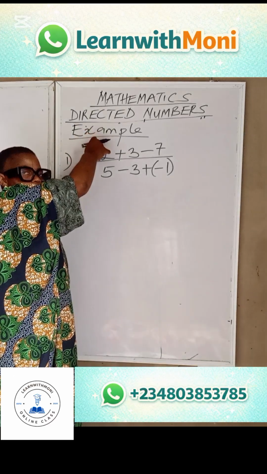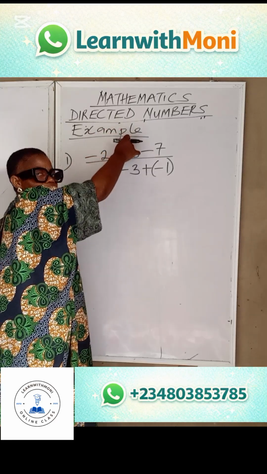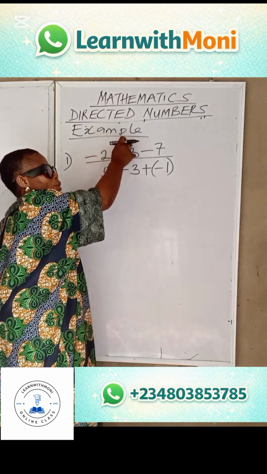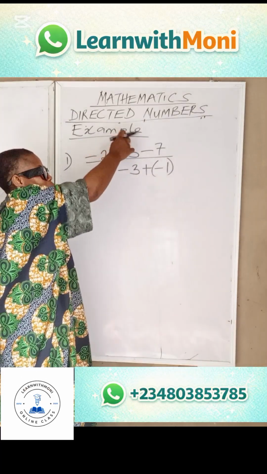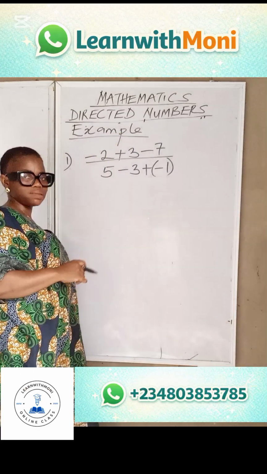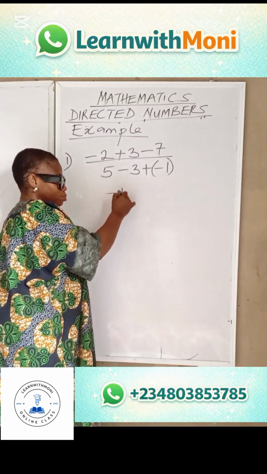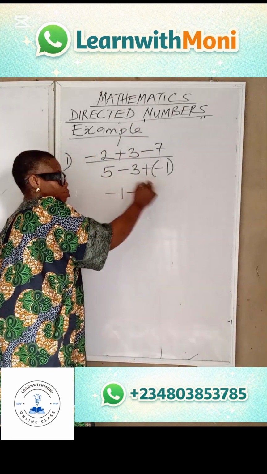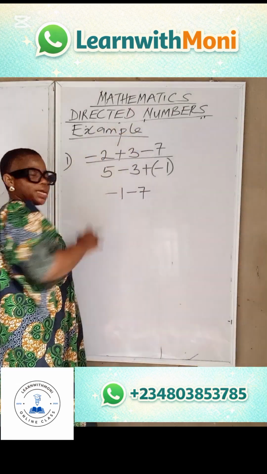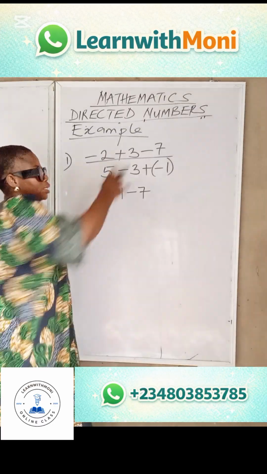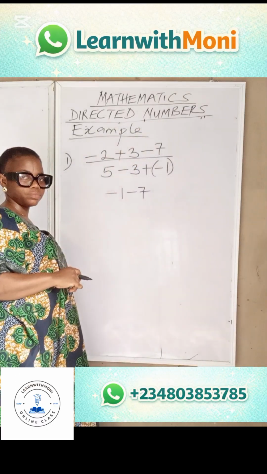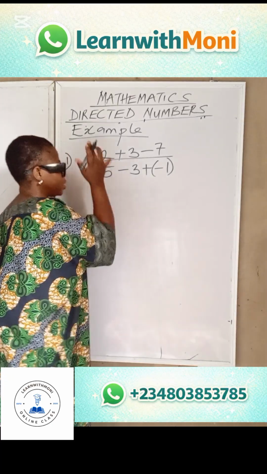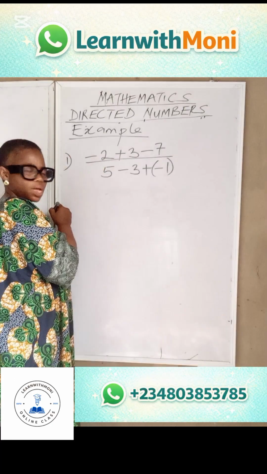Minus 2, I am owing 2. Plus 3, I have 3 in my pocket. Minus 2 plus 3. By the time I pay the 2 I am owing with the 3 in my pocket, I will be left with minus 1. Is that correct? And this minus 7 is there. Minus 2 plus 3 is minus 1. Then this minus 7. Or, to make this easier for you, I will try to rearrange.